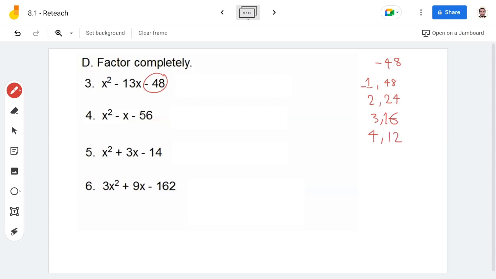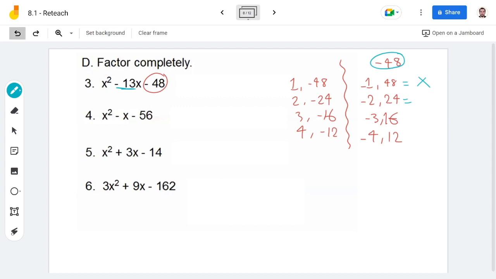So now let me put the sign for the smaller number. Now 1 times negative 48, 2 times negative 24, 3 times negative 16, 4 times negative 12. Now let's find the answer and see which one gives me negative 13. I have to get negative 13. So this one for sure I will not get negative 13, and also this one I will not get negative 13.